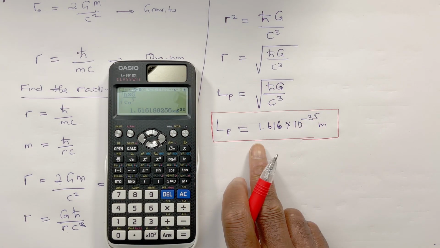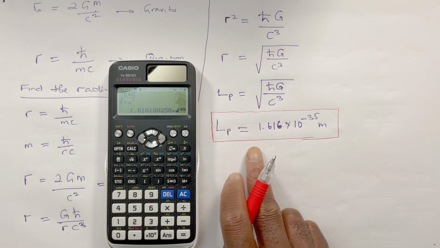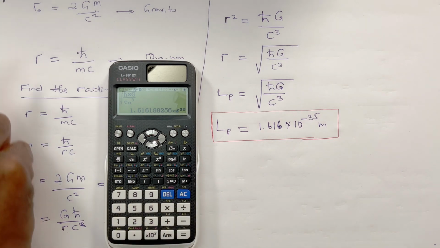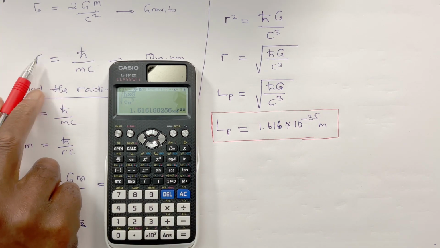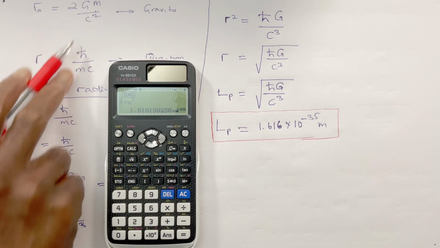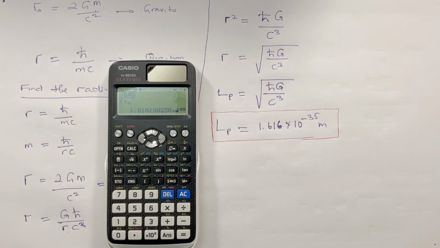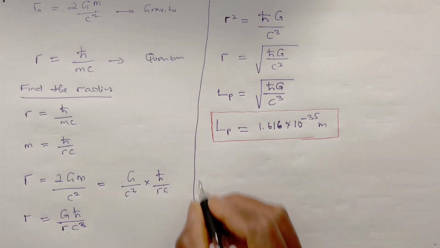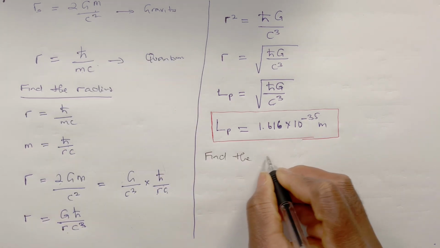Now we know the Planck length, we can find the Planck time and Planck mass. For the mass of that object, we can use the same substitution, but this time we eliminate the radius and make m the subject. So let's find the Planck mass.